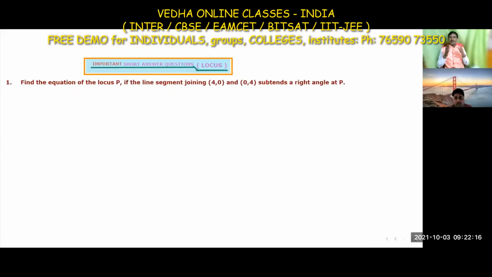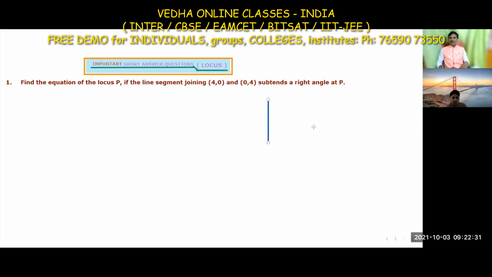Find the equation of the locus of P if the line segment joining (4, 0) and (0, 4) subtends a right angle at P. Okay, so here I am taking one triangle.